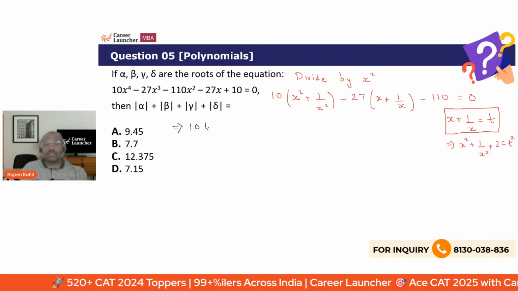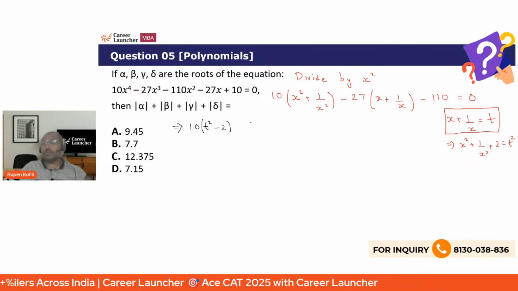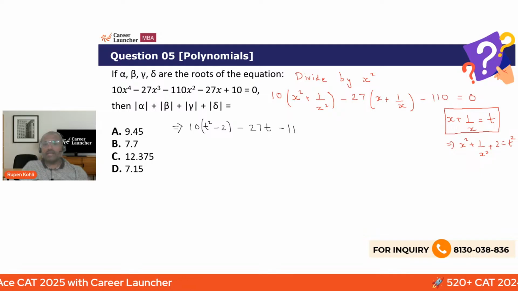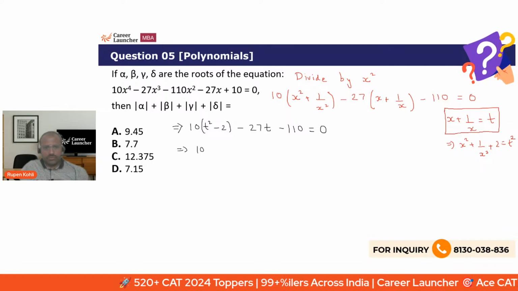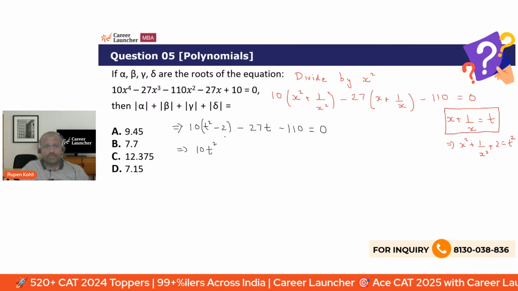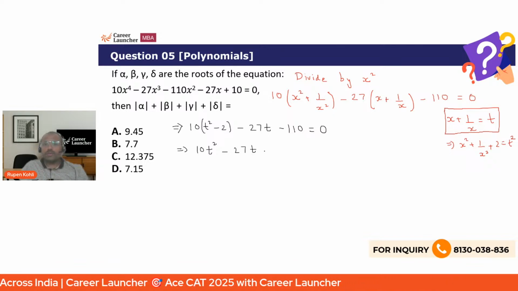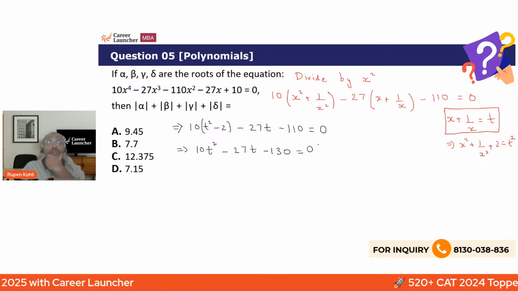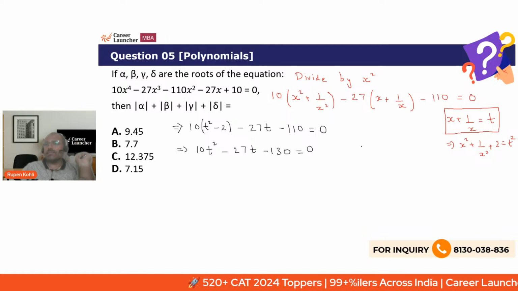So the equation becomes 10 times bracket t square minus 2 for this x square plus 1 by x square, minus 27t and minus 110 equals 0. Now this has become a very nice quadratic to solve, right? So simplify further: 10t square, you have minus 20 from here, minus 27t is there, and minus 110 minus 20, so minus 130 is 0. Now we need to do the splitting of the middle term. Remember, we are solving for t, and t is x plus 1 by x.